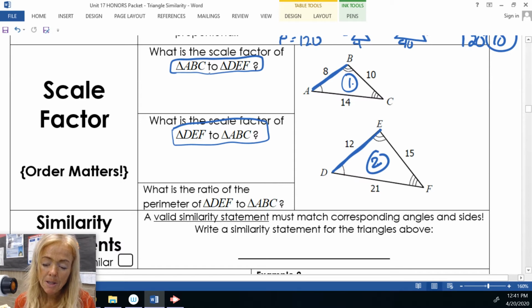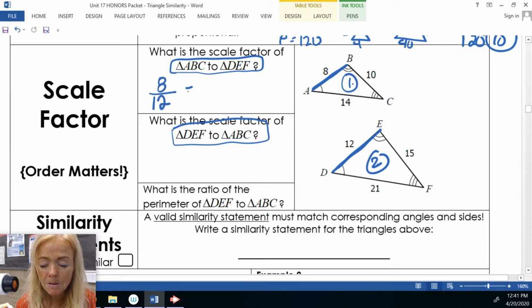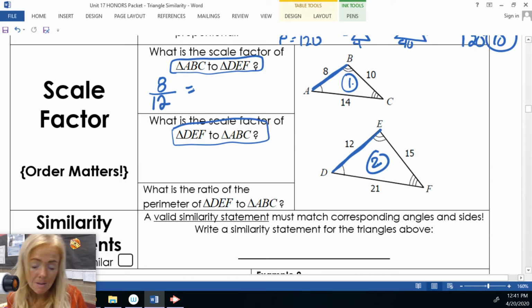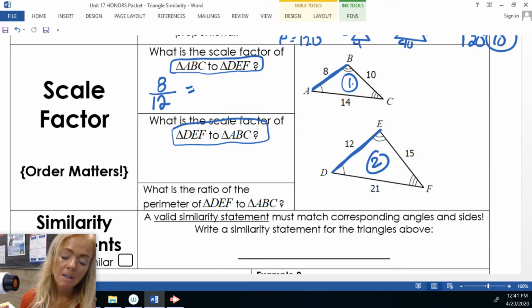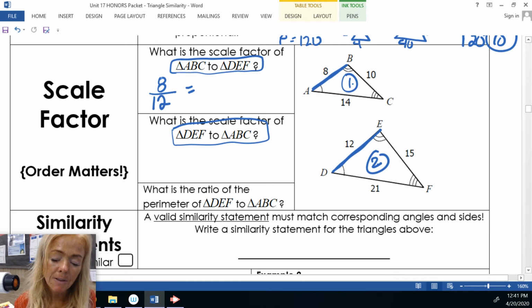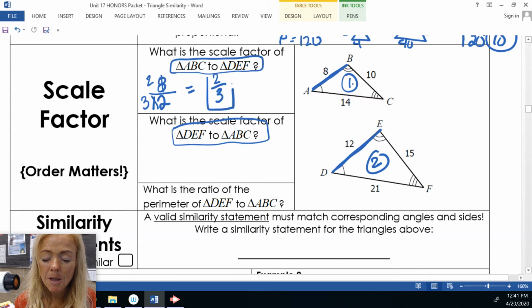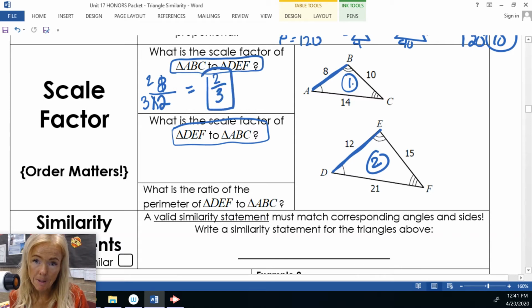Because it says triangle ABC to DEF, I'm going to pick my 8 side, that's the smallest side, and put it over my 12 side, that's the smallest side. So 8 over 12. Now I have to simplify it if I can, which I can in this case. I can divide out a 4, and I get 2 and 3. So my scale factor from ABC to DEF is 2 to 3.